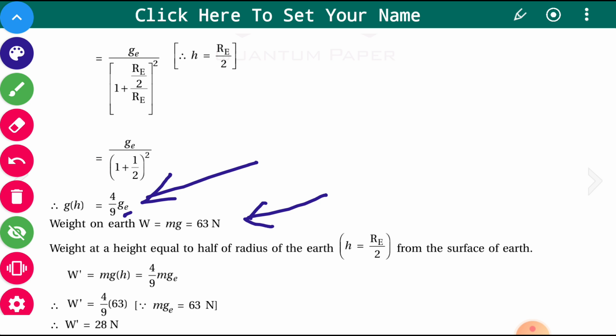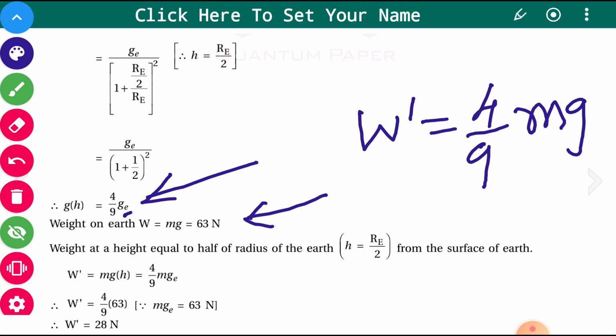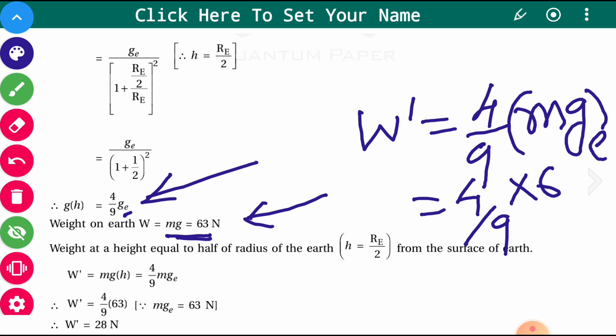Weight on the earth is mg. So W prime, the new weight at the height equal to half of the radius, will be 4 by 9 times the value of weight on the earth, that is 4 by 9 mge. And this mge, that is the weight on the surface of the earth, is 63. So 4 by 9 into 63 you have to take, 9 sevens are 63, so it becomes 4 sevens are 28 Newton.